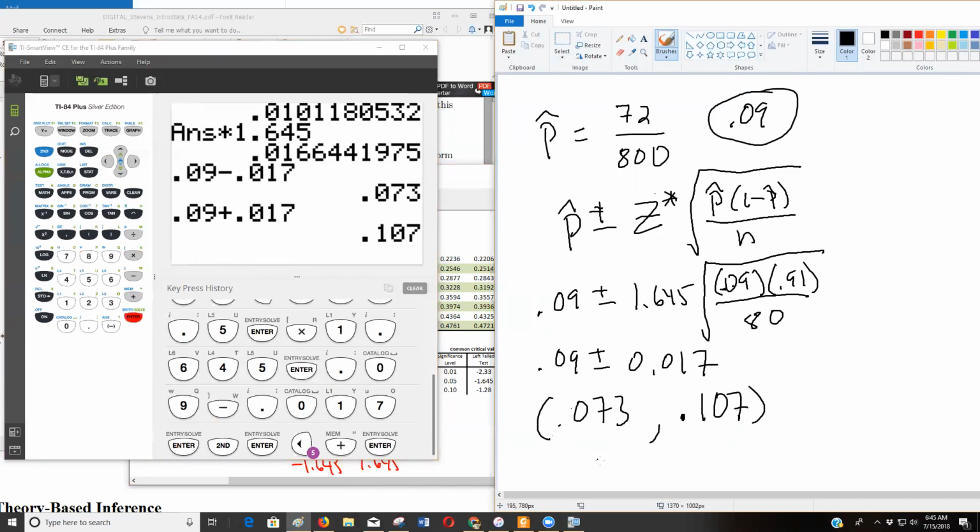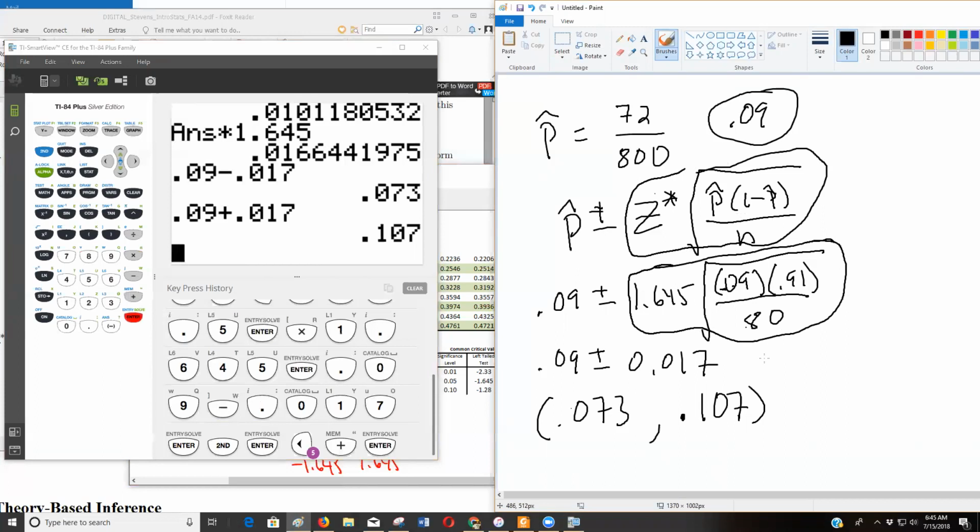And I said the statement in words. So we're 90% confident that the true proportion of people that are infected with pinworms is between 7.3% and 10.7%. And that's how I would write that in context. So margin of error is this calculation right here. This piece right here is our margin of error. And then I filled it in. Then this right here is our margin of error.